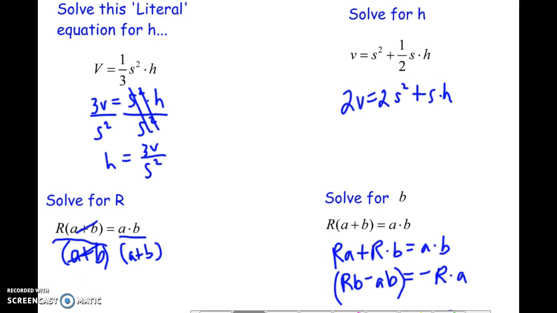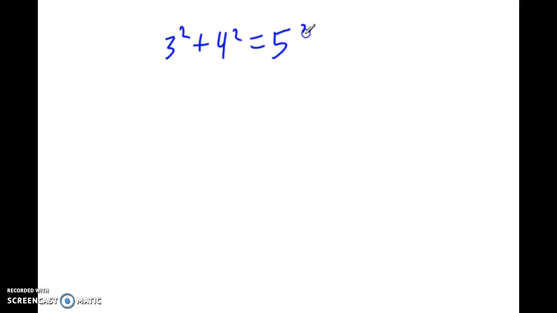That is the end of your screencast. Well, let me say one more thing. I want to hit this because every year it happens. A lot of students see it. I'm going to use numbers so you see it a little easier. 3 squared plus 4 squared equals 5 squared. We know that's a true equation.